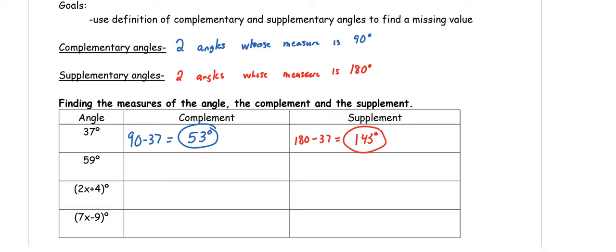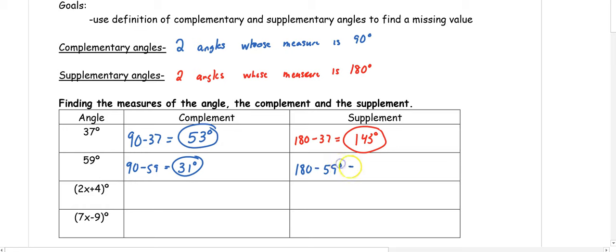Same thing when we have 59 degrees. To find the complement, 90 minus 59 is 31 degrees. The supplement is 180 minus 59 degrees, which is 121 degrees.